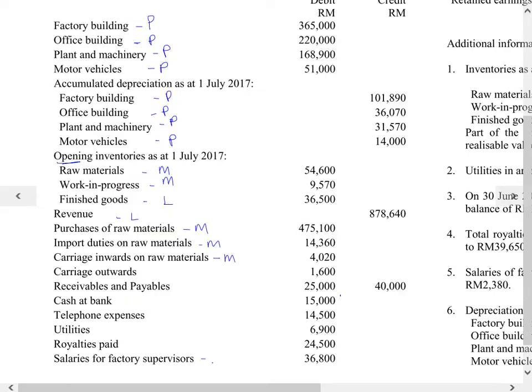What about carriage outward? SPL. Carriage inwards is on purchase. Carriage outwards is on sales. So this one goes to your selling and distribution. Selling and distribution. Receivable, SFP. SFP, telephone. It depends. It can be 3 areas. Okay, so this one depends on the question later. Utility, same thing. Direct royalties. Manufacturing. Factory supervisor. Yeah, factory is manufacturing.